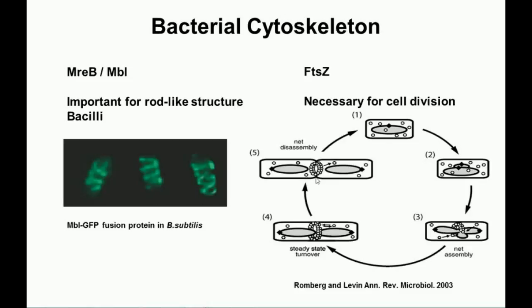Now, apparently FtsZ itself doesn't have any contractile function. It's not going to squeeze the cell in the middle until it squashes it and divides it in half. But it's just a kind of platform for the accumulation and the activation of the different proteins that are going to pull these two cells apart, divide the cells in two.